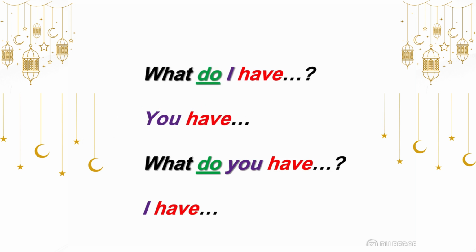So the first question, what do I have? I am asking you, what do I have? You say to me, you have, and you state something that I have. The second question, I am asking you, what do you have? You answer me, I have, you have something. We are going to see this in examples. So the first question with I, the second question with you. What do I have? What do you have?